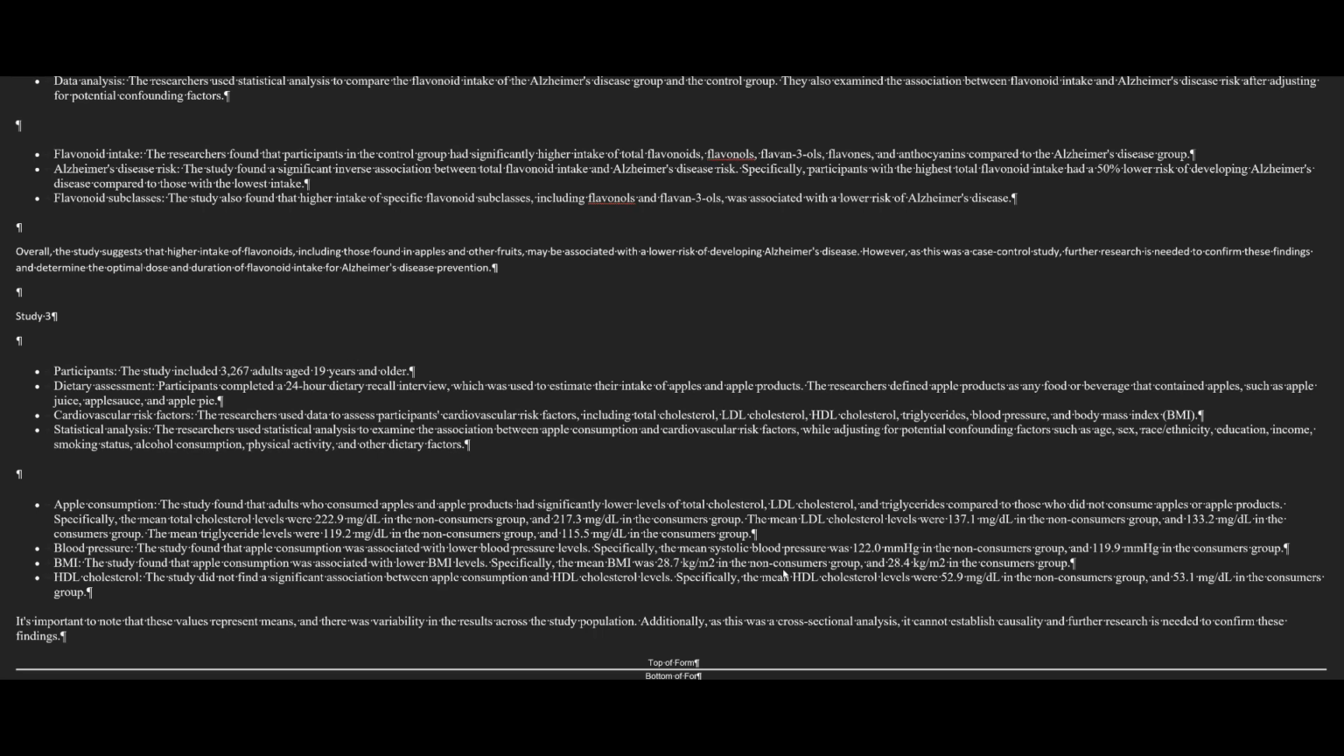Blood pressure. The study found that apple consumption was associated with lower blood pressure levels.